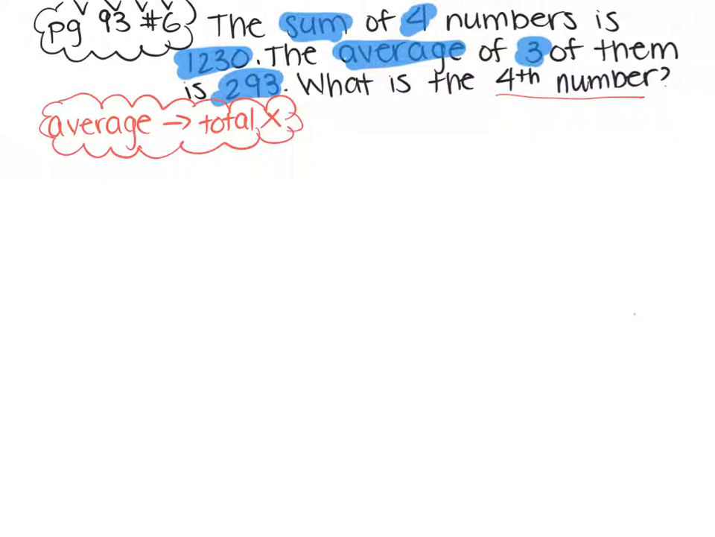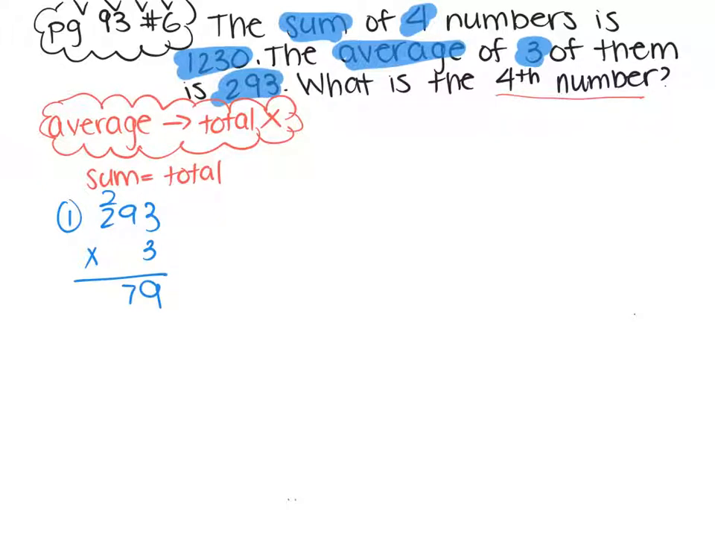And I know that in the first part of the sentence, it told us that the sum of the 4 numbers is 1,230. And I know that sum means the total of numbers added together. Now, since the problem gave me the sum of the 4 numbers and the average for the 3, I'm going to find the sum or the total for 3 of the numbers. So I'm going to start by taking my number 293 and multiplying it by 3 so I can get the total.